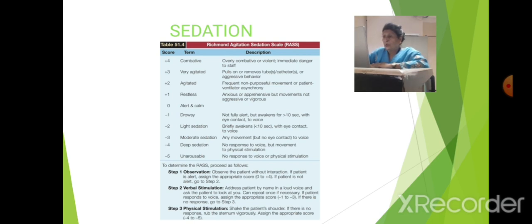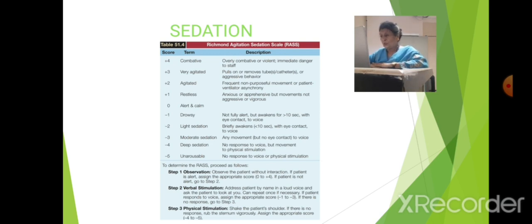Unarousable, no response to voice or physical stimulation. This is -5. To determine the RASS, the process is as follows. Step 1, observation: observe the patient without interaction. If the patient is alert, assign the appropriate score, 0 or +4. If the patient is not alert, go to step 2.